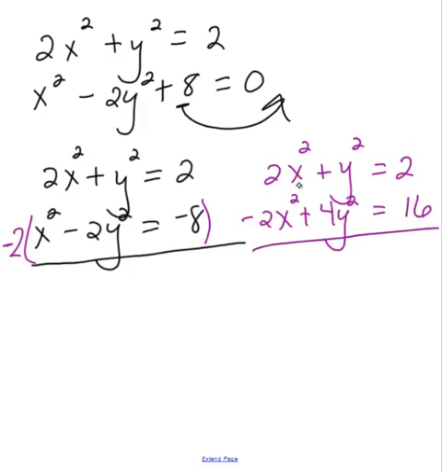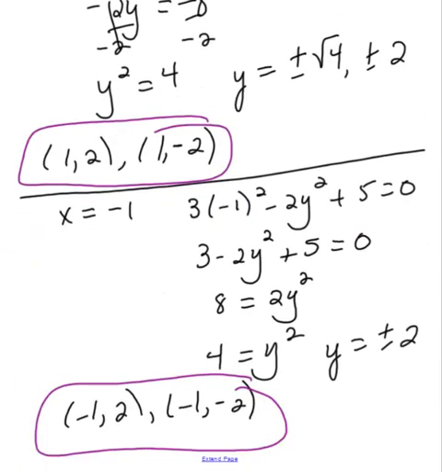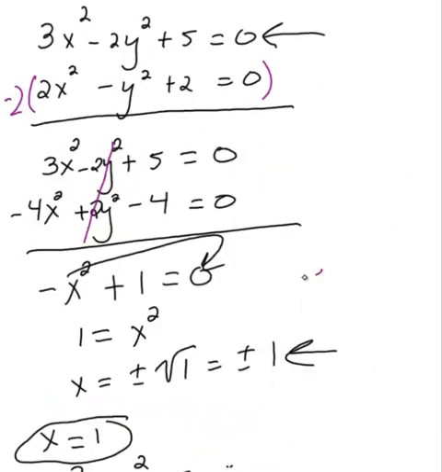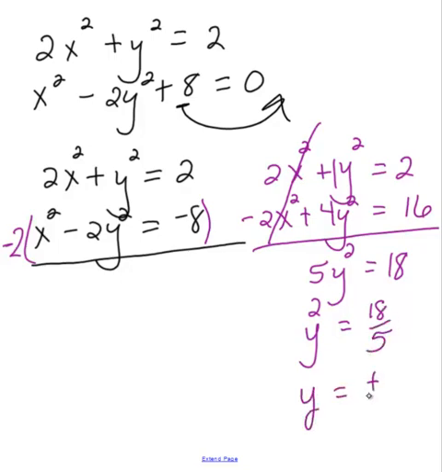Now when I add these two equations together, of course my x squares are gone, and this 4y squared plus 1y squared, I have 5y squared equals 18. Now we'll divide by 5 and I get y squared equals 18 fifths. y equals plus or minus the square root of 18/5.